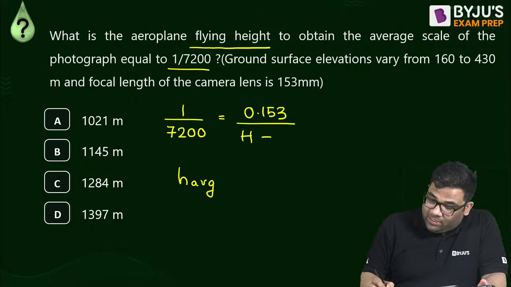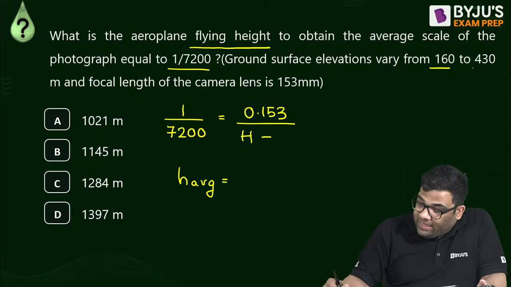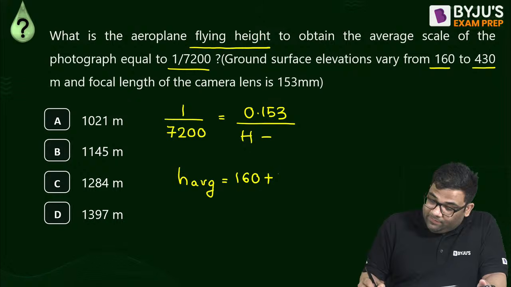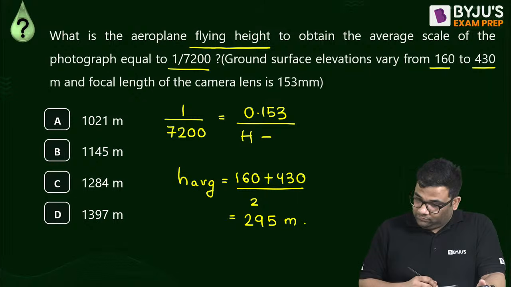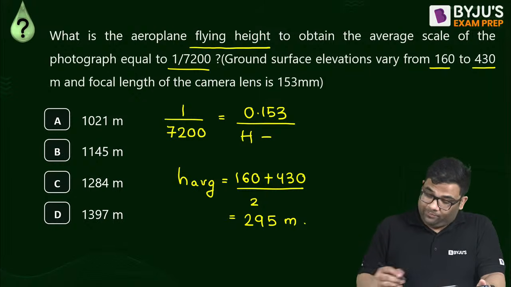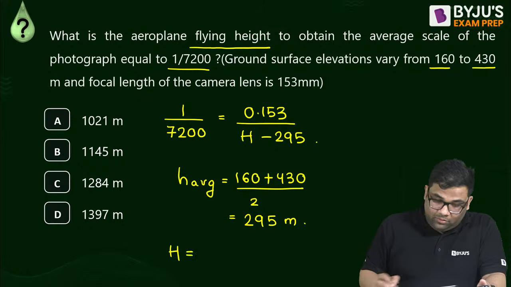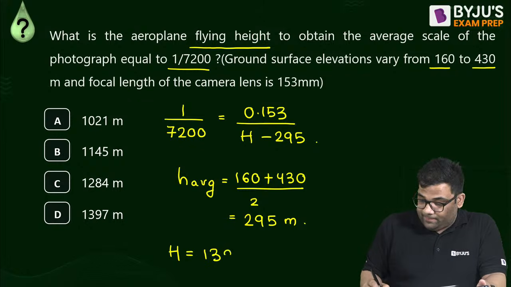Average height, how can we find out? You see it is varying from 160 to 430. So average height will be 160 plus 430 divided by 2, that is equal to 590 by 2, that is 295 meter, right? So minus 295, if you solve this, you are getting H is equal to 1397.